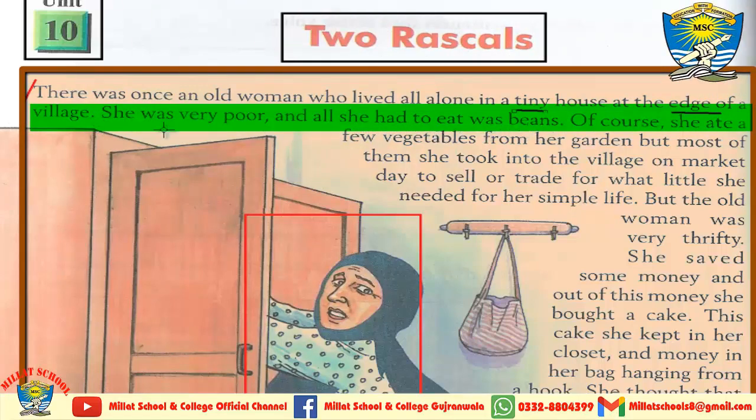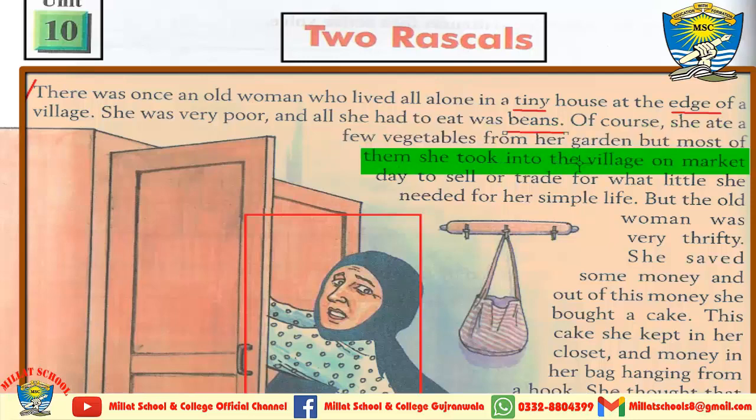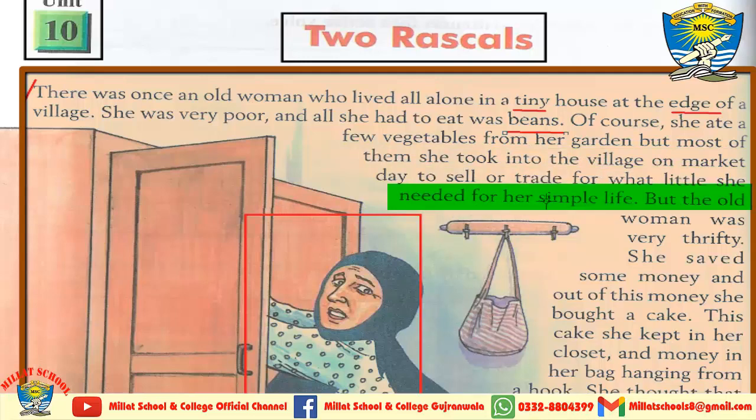She was very poor and all she had to eat was beans. Students, what did she have to eat? Beans. Very good. Of course, she ate a few vegetables from her garden, but most of them she took into the village on market day to sell or trade for what little she needed for her simple life.